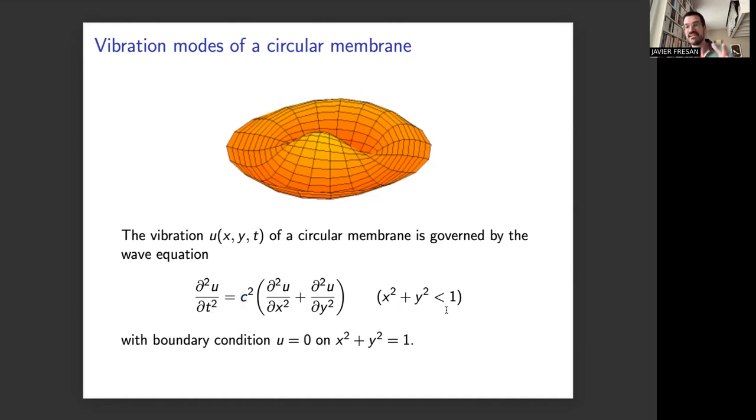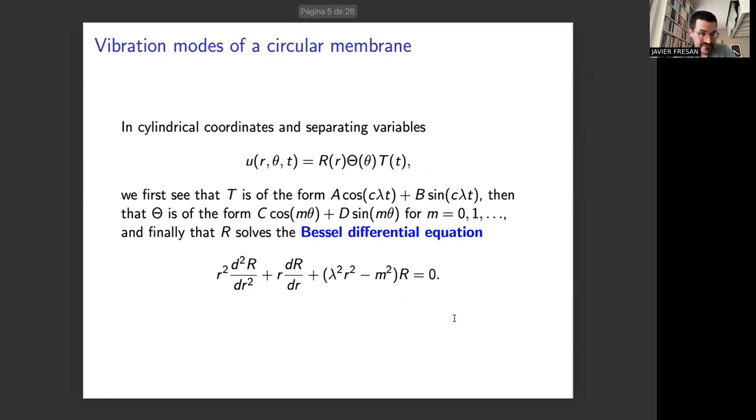This is inside the circle, and the boundary doesn't move, so there's the boundary condition that u is equal to zero on the boundary. And you can try to look for solutions. Since it's a circle, you can use polar coordinates and then try to look for solutions in separated variables.